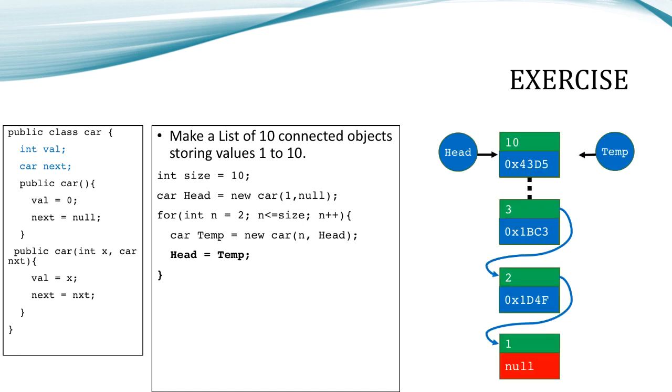So this should create a list of size 10, where head is pointing to the last node containing 10. Head.next would be pointing to an object containing value 9. That object would be pointing to an object containing value 8, and so on.